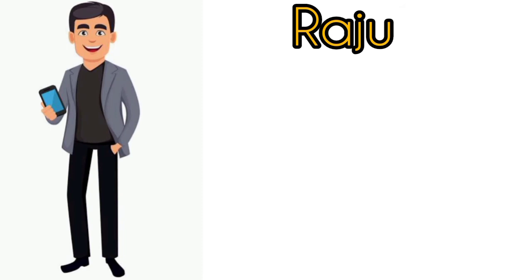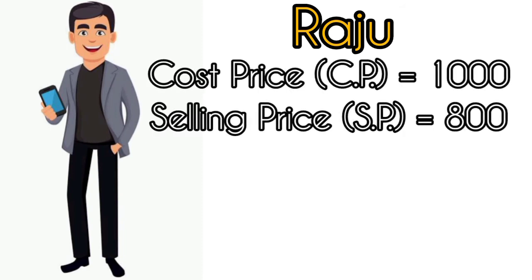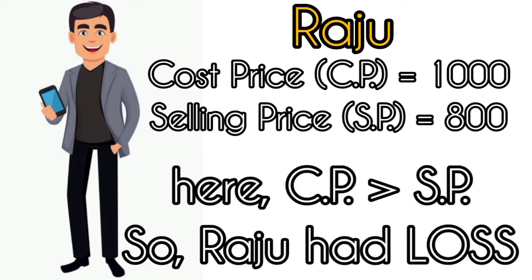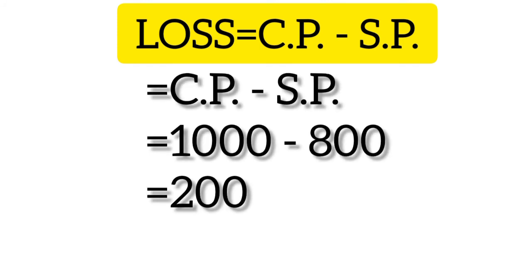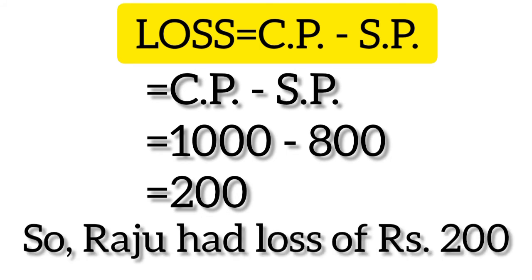In case of Raju, cost price is equal to 1000 and selling price is equal to 800. Here CP is greater than SP, so Raju had loss. To calculate loss, the formula is CP minus SP. Here in case of Raju, putting CP minus SP will give us 1000 minus 800, that is 200. So Raju had a loss of rupees 200.